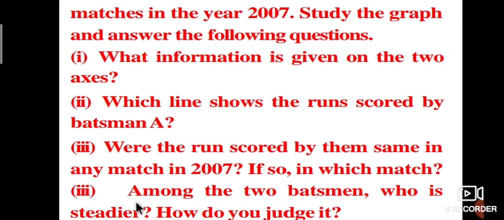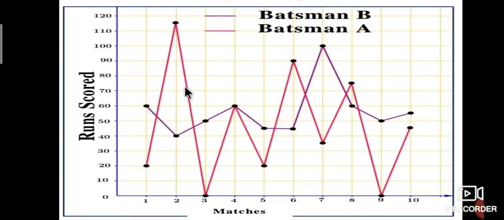Next question: among these two batsmen, who is steadier? How do you judge it? Okay, this color is batsman A. This color is batsman B. Blue is batsman A and pink color is batsman B.